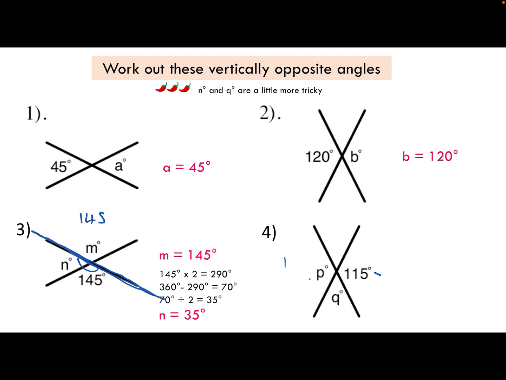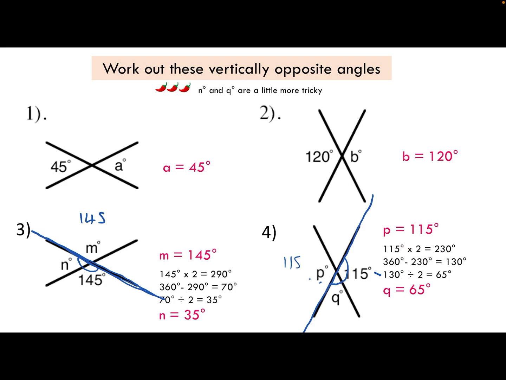Okay, we know that p is opposite 115, so we know that that is 115. We can also see this straight line. So we know from there to there is 180. So 180 take away 115. Take away 5, 175. Take away 10, 165. Take away 100 equals 65.